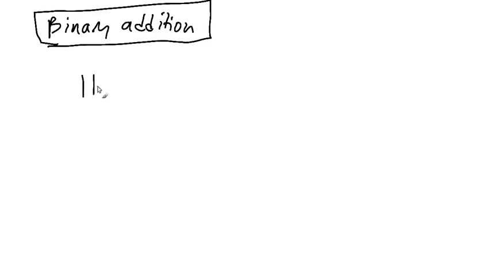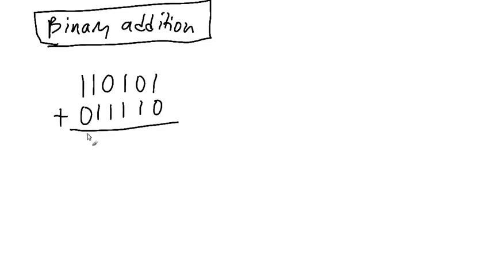I have 110101, and I add that up with 011110. Add these two numbers together. The most straightforward way to do this, for those of us who know how to convert between binary and decimal, is to just take these two numbers. I'll label them x and y here, and convert them into decimals.